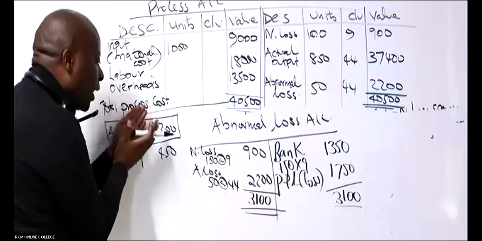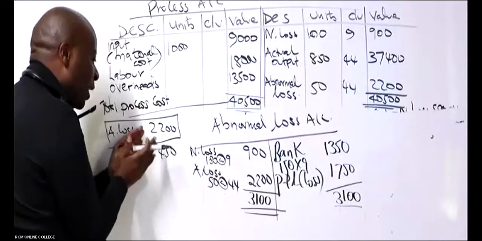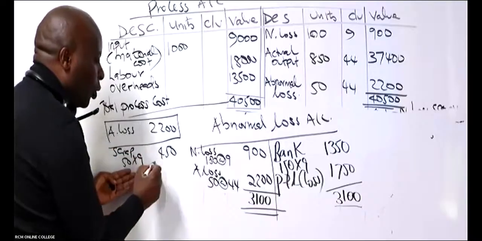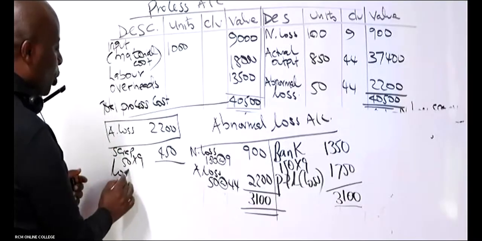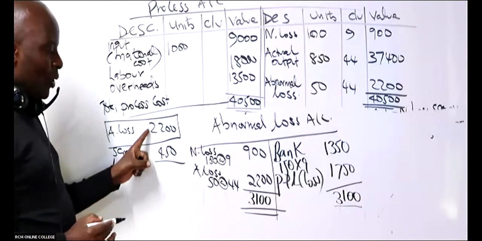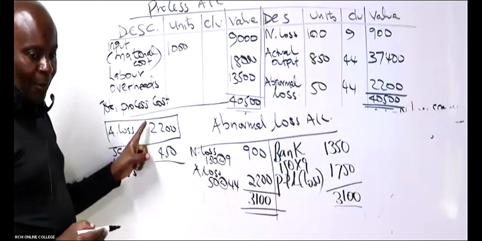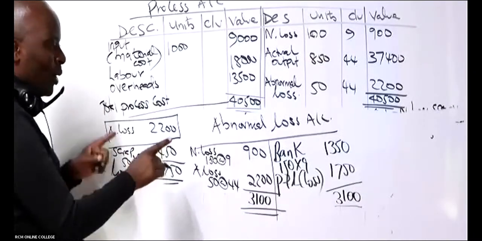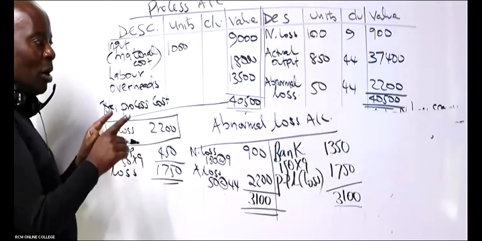So you can see they are worth 2,200 and I'm going to sell them for 450. Then what loss am I making? What is 2,200 minus 450? It gives me the same amount which I've been able to get from the abnormal loss account.